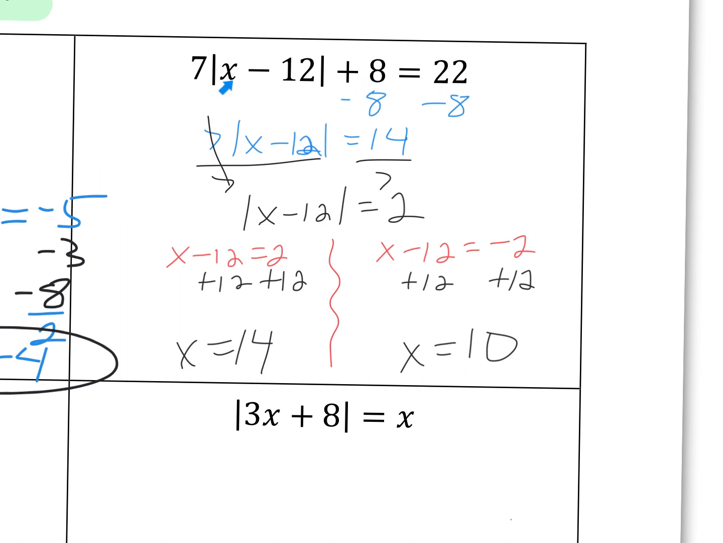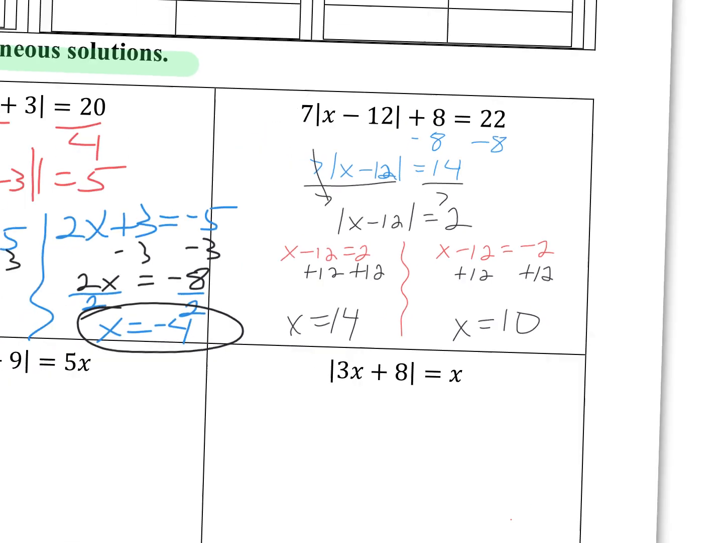Here we have a 10. 10 minus 12 is negative 2, but the absolute value of negative 2 is 2, and 7 times 2 is 14, and 14 plus 8 is 22, so that one checks out as well. Okay? All right, let's move on.